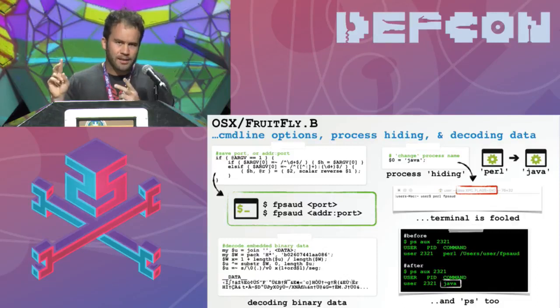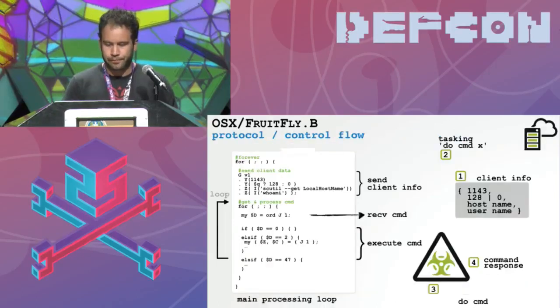It also hides its process by just changing args of 0. This will fool tools like ps. And then finally it decodes some binary data, which turns out to be an embedded Mach-O binary.